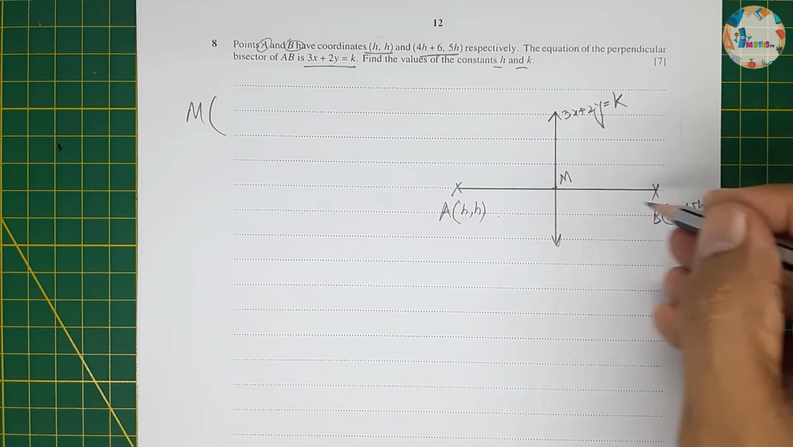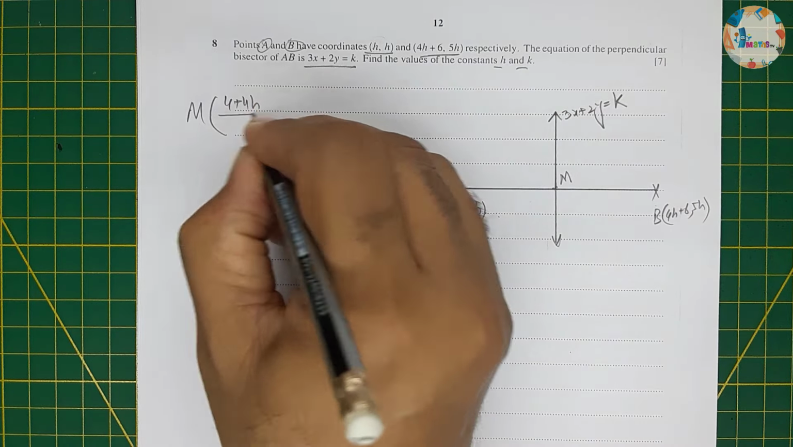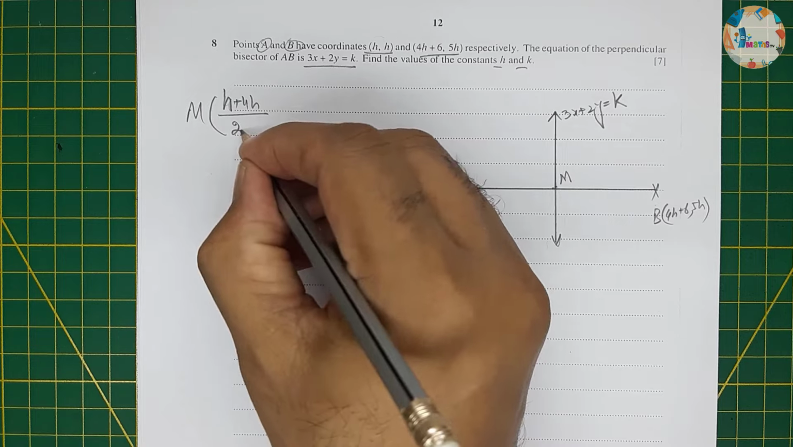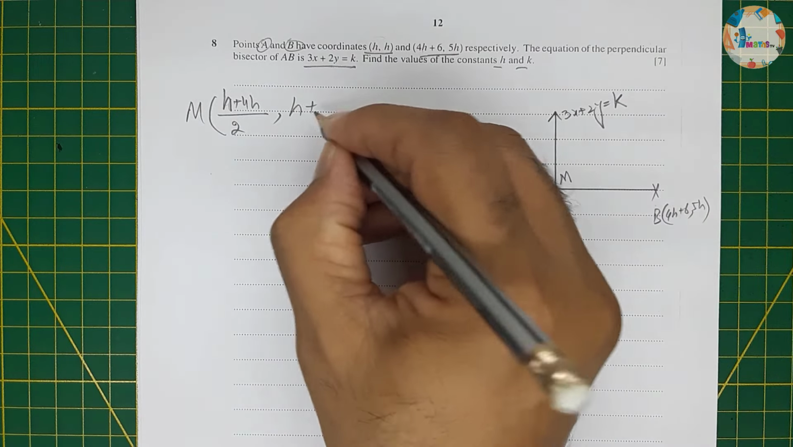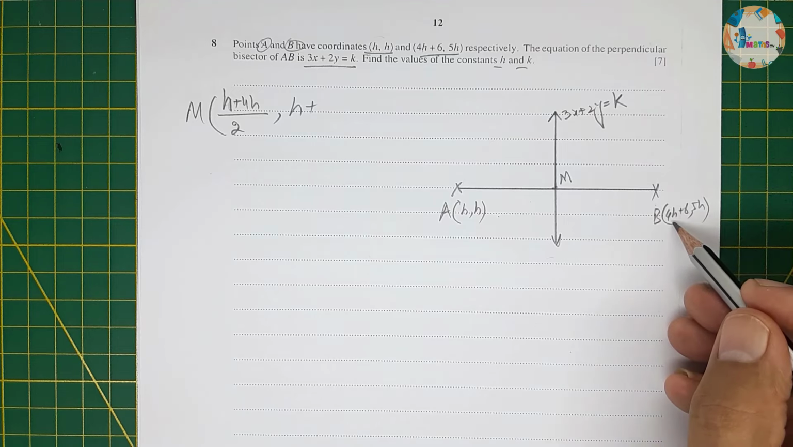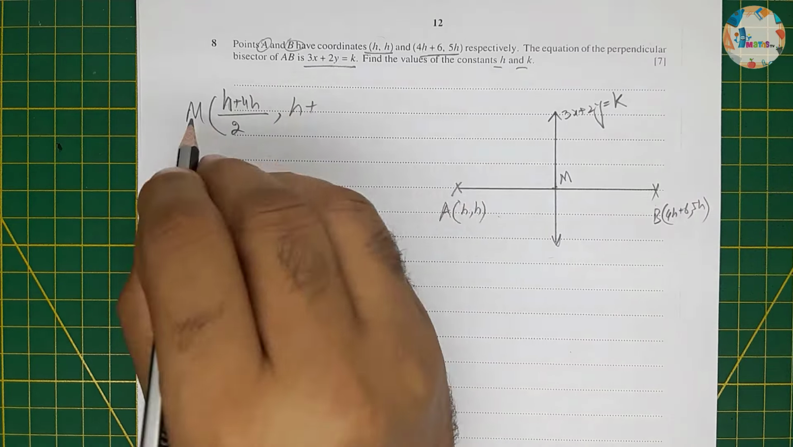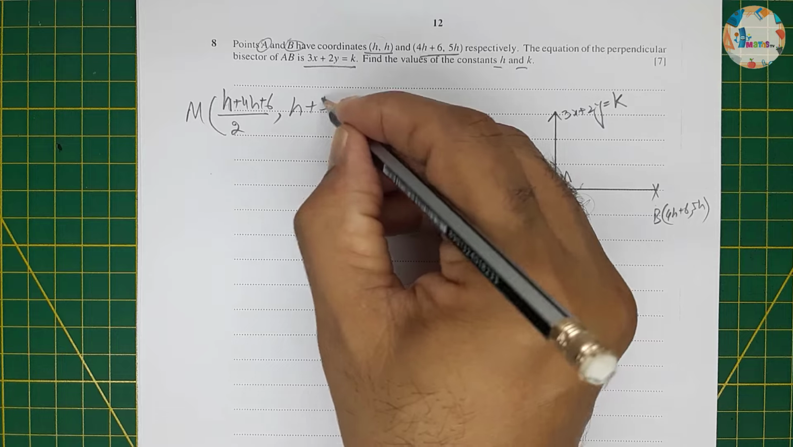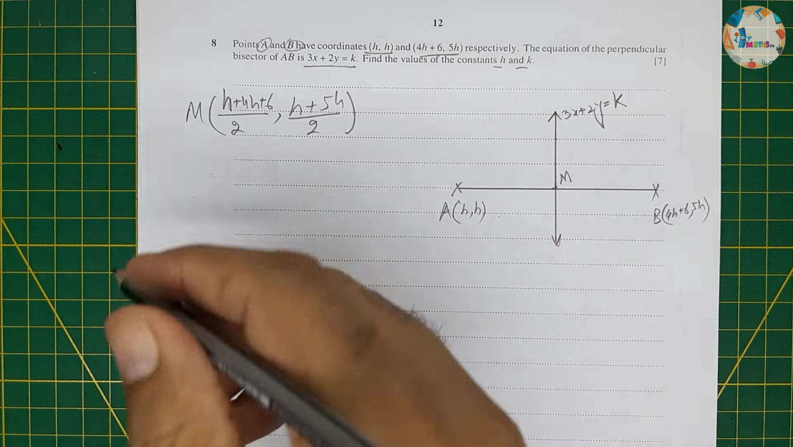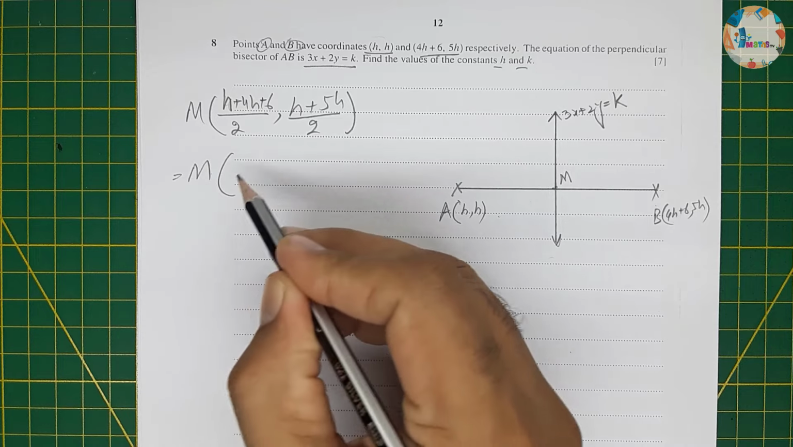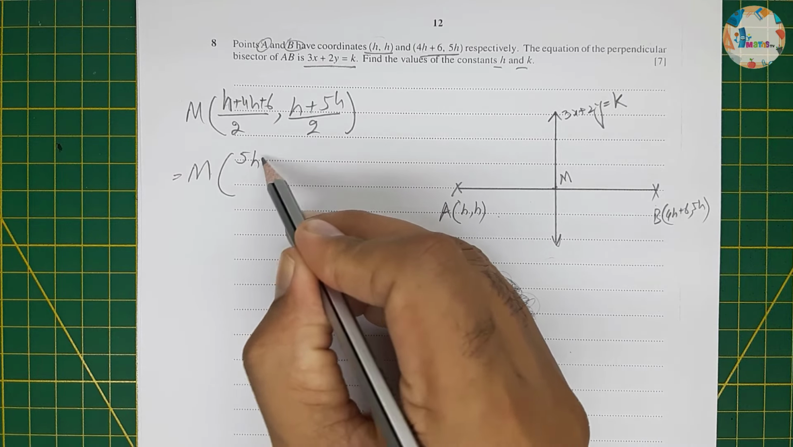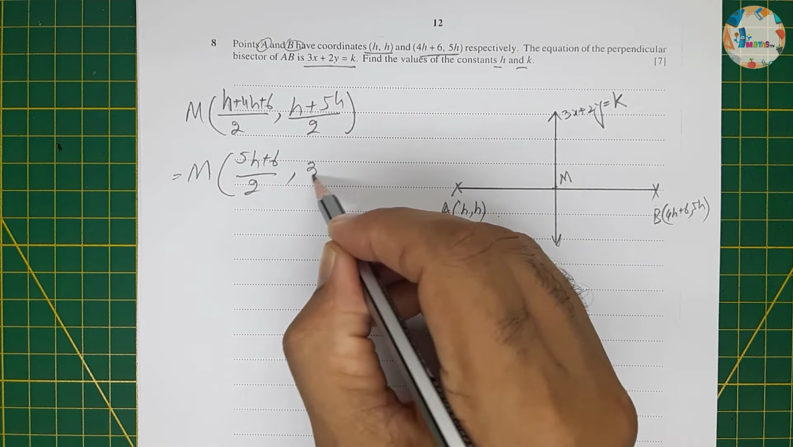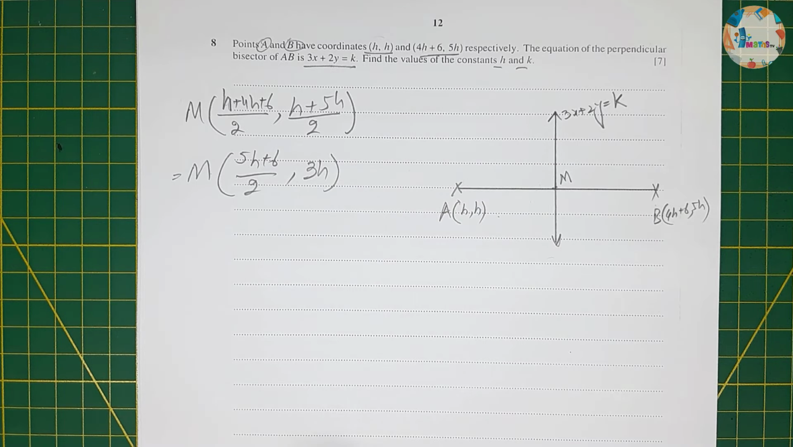So h plus 4h divided by 2, and the y-coordinate is not 4h, it is 4h plus 6 basically. So 4h plus 6, and this will be h plus 5h divided by 2. So these will be the coordinates of the midpoint. We can simplify the coordinates of M. It will be (5h plus 6) over 2, and this will be 6h by 2, which means 3h. So these will be the coordinates of M.